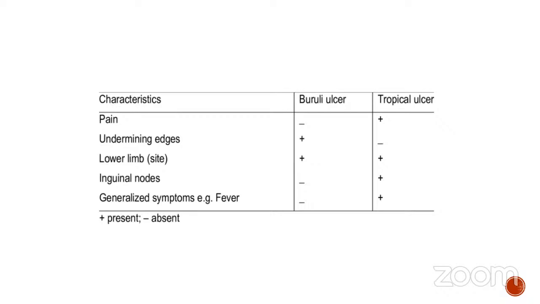Whereas a Buruli ulcer, which also happens in a tropical area, can be on the lower limb, but it won't have much pain. There won't be inguinal lymph node involvement, and even systemic symptoms like fever, chills, nothing will be there. So tropical ulcer is more of a systemic illness, whereas Buruli ulcer is a little more localized. Undermined edge is a typical feature of Buruli ulcer, which won't be seen in tropical ulcer. And the lower limb is the site for both. So that's the difference between Buruli ulcer and a tropical ulcer.